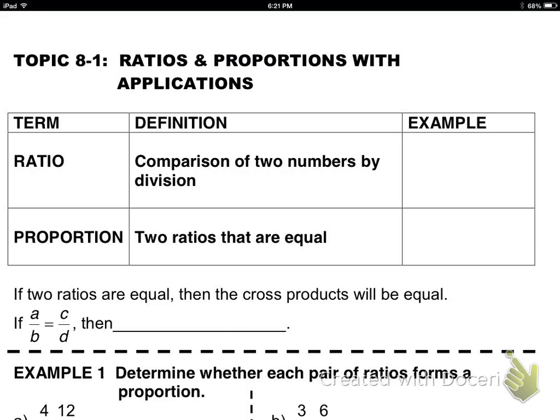And by the end of the lesson you will be able to tell or explain how to test whether two ratios are equal, and you will be able to explain how to solve a proportion.